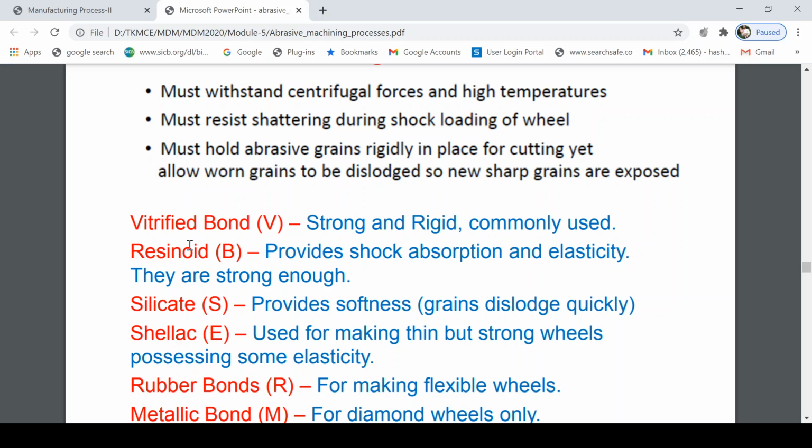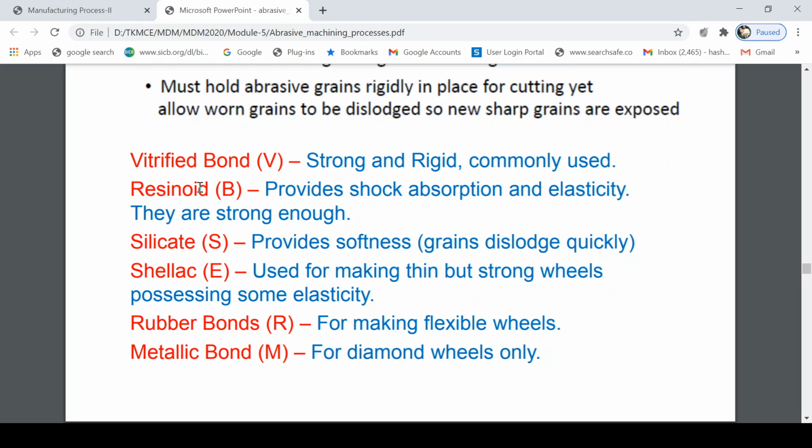Some examples of the bonding materials are vitrified bond. Vitrified bond is represented by V. It is strong and rigid, commonly used. Then the resinoid, represented by letter B. It provides shock absorption and elasticity. This is also very strong. Then silicate, S, provides softness and grains dislodge quickly.